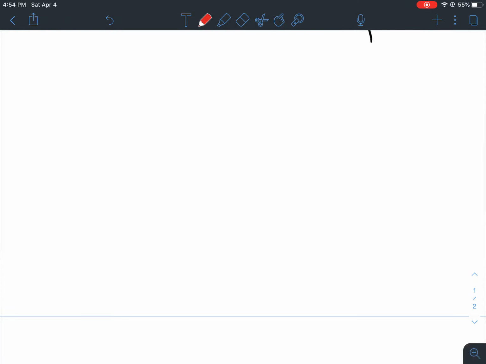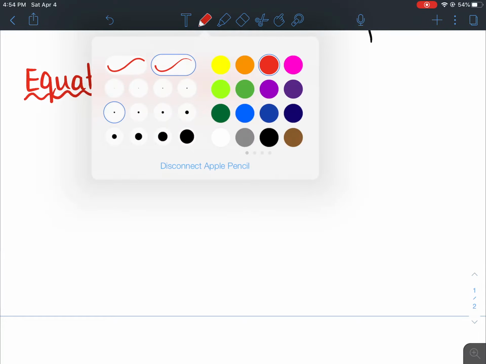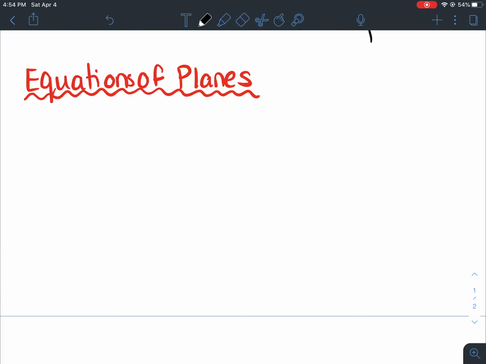Okay, next topic is equations of planes, I guess we also did. Equations of planes. And this is going to be in 3 space. So we have vector, parametric, and scalar equations of planes.